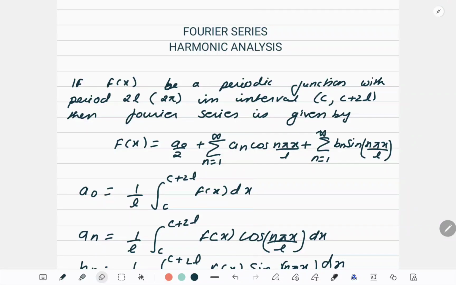Today we will discuss a very important topic in engineering mathematics, that is called Fourier series, and in that Fourier series we will be discussing practical harmonic analysis. Usually students are very much scared of Fourier series. The only reason why they are scared is it involves a lot of integration. So today we are going to discuss practical harmonic analysis.